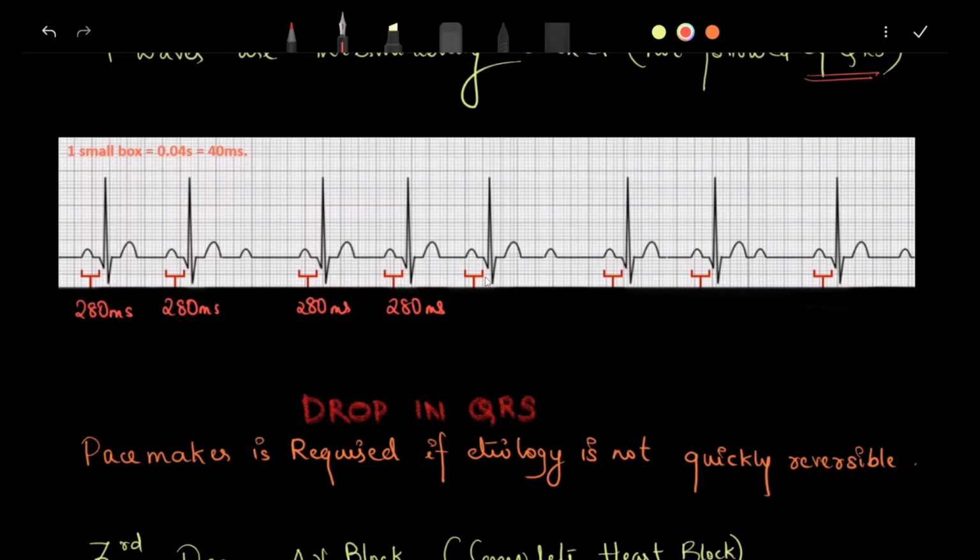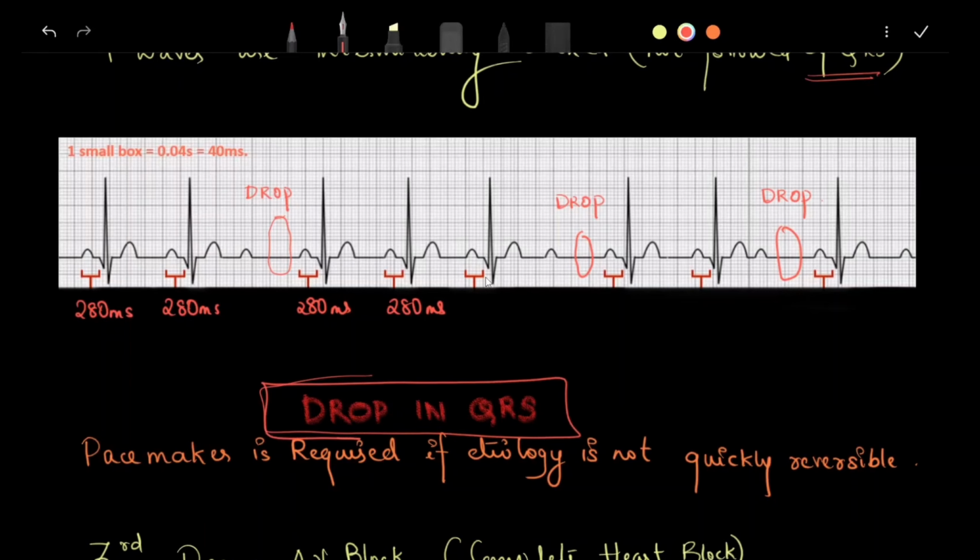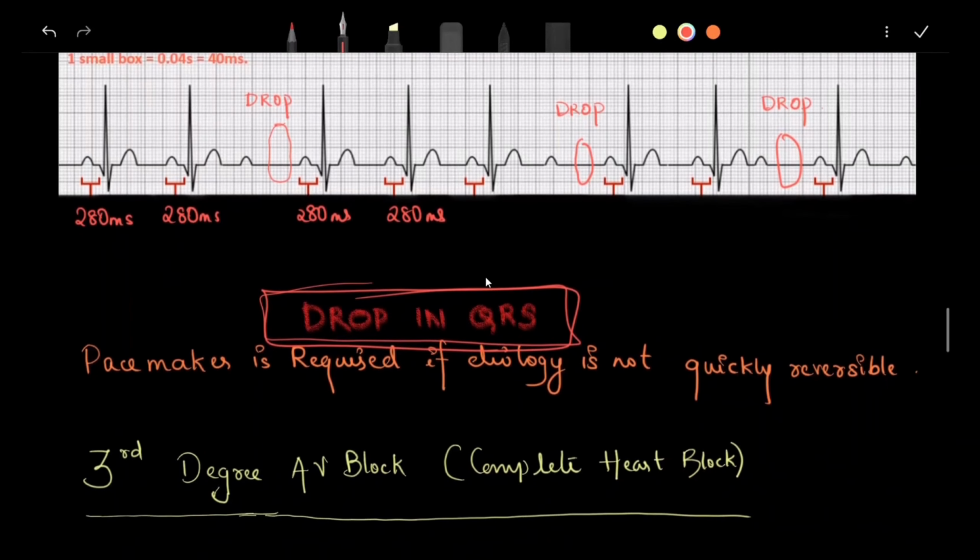But we can see that one third beat is missing. Here it is a dropped beat, and here also a dropped beat. But these are not occurring regularly. Unexpectedly, they are occurring, so we cannot say it is regular. So the keyword is drop in the QRS complex. That is a keyword. In this patient, a pacemaker is required if the etiology is not quickly reversible. There are many etiologies for these conduction blocks that we will discuss later. So if the etiology is not quickly reversible, they require a pacemaker.